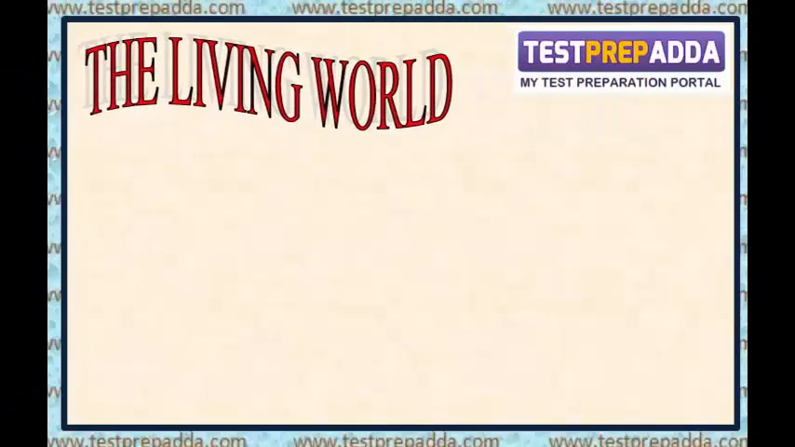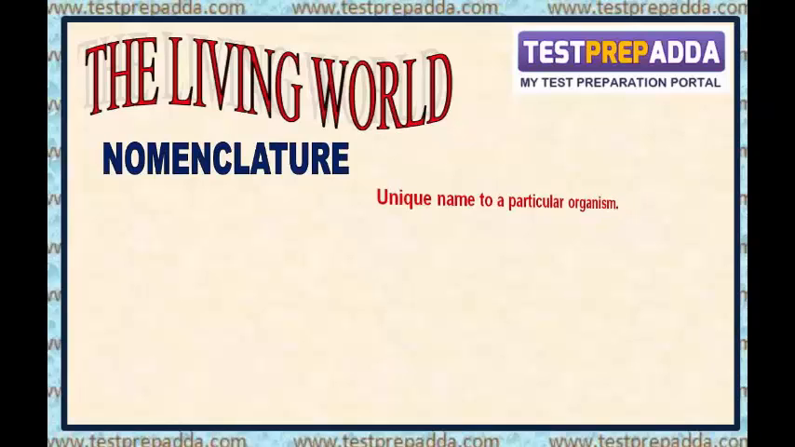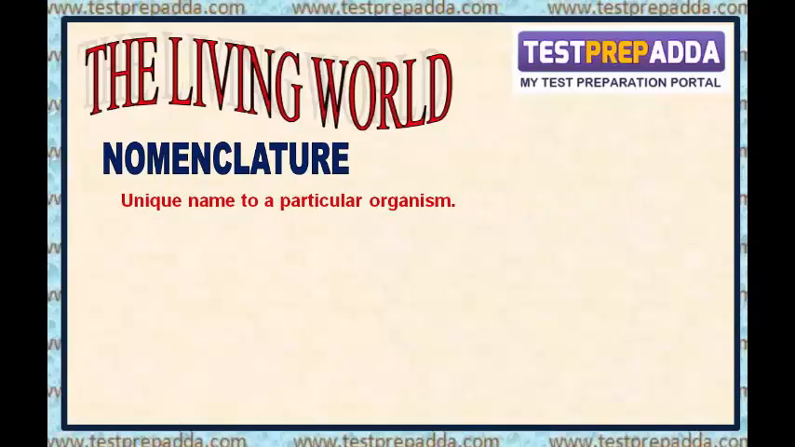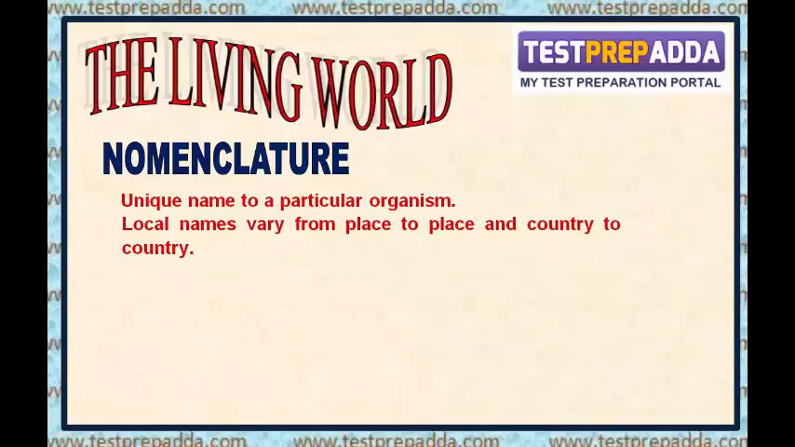In this video lecture, first we will talk about nomenclature. What is nomenclature? It is the process of giving a unique name to a particular organism so that it is known by the same name all over the world. There are millions of plants and animals in the world. We know them in our own area by their local names. These local names would vary from place to place and even country to country. So, it is difficult to identify them.